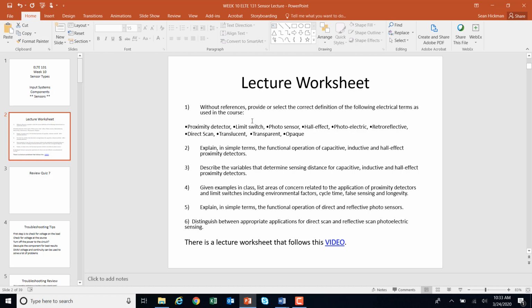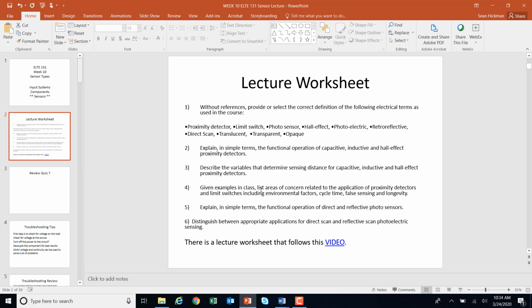Without reference, provide the definition in electrical terms for the proximity switches, limit switches, Hall effect, photoelectric, translucent, transparent, opaque, direct scan, photosensor. Explain in simple terms the functional operation of capacitive, inductive, and Hall effect sensors. Describe the variables that determine sensing distance for capacitive, inductive, and Hall effect sensors.